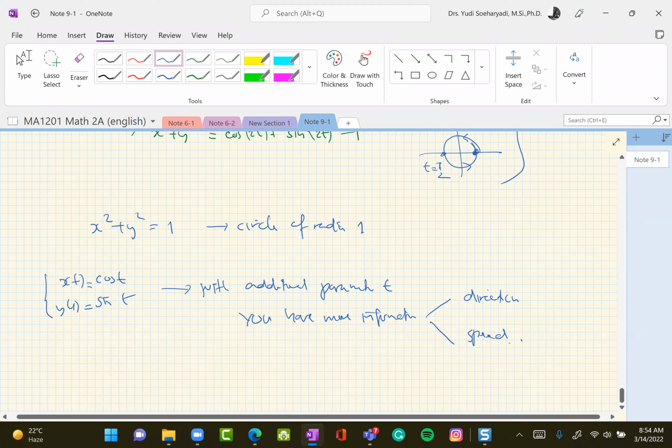Okay, as I always say, information is expensive. So with this, I want additional information. You have parameter t, you have information. So with this additional information t, you have more things to get. You have direction, you have speed. Here, no speed, no directions. All right, so this is the benefit of introducing parameter t to your equations.